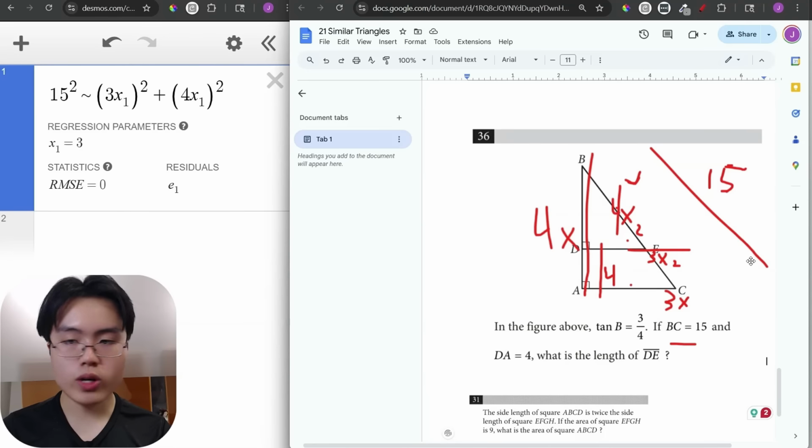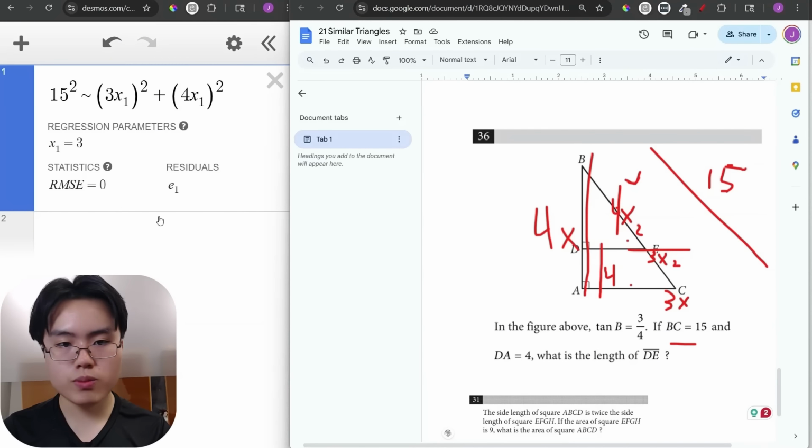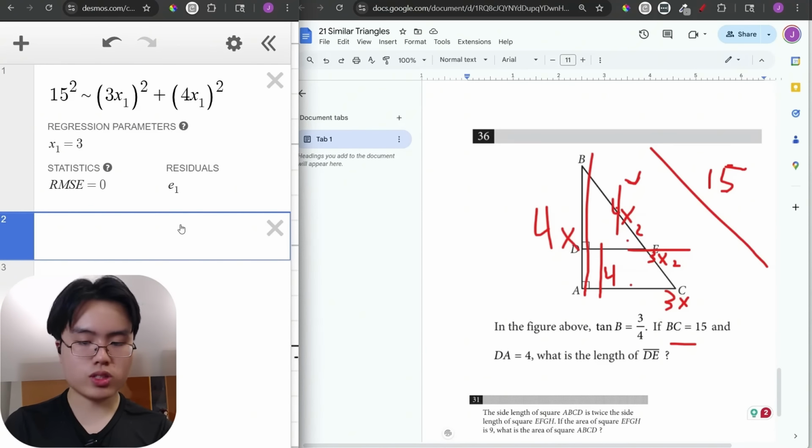So we know x is 3. Then we can get this side length, right? 3 times 4 is 12. So we know this entire side length is 12. And then we can subtract 4 from it to get this BD, right? So 12 minus 4, which is just 8.